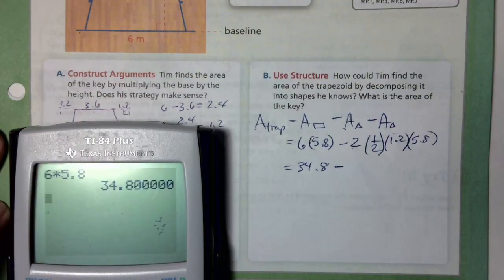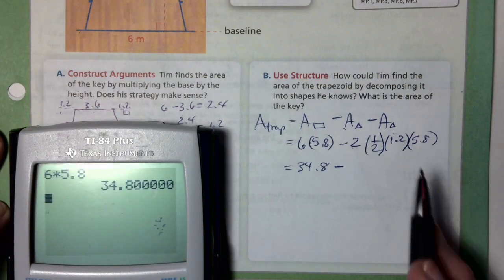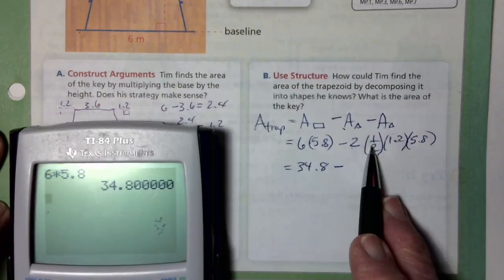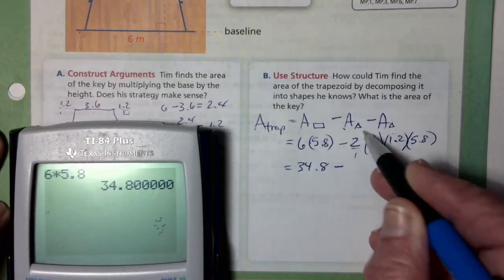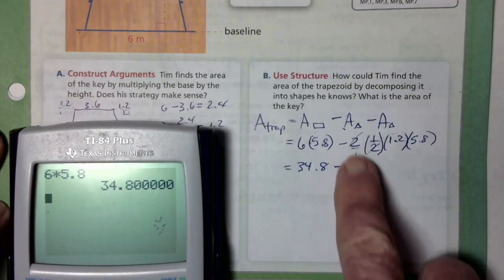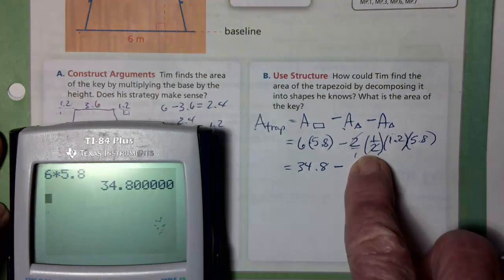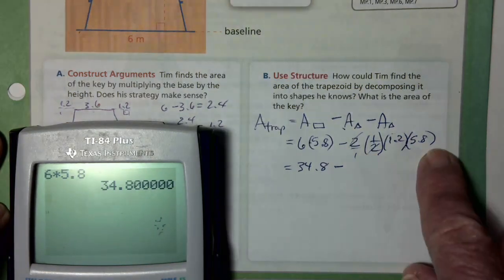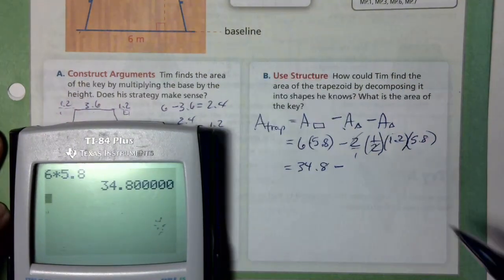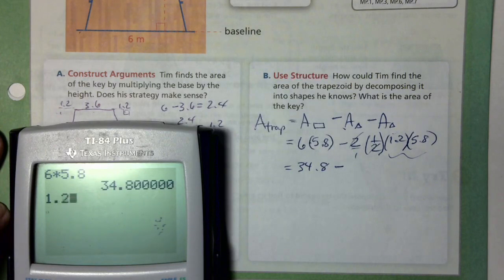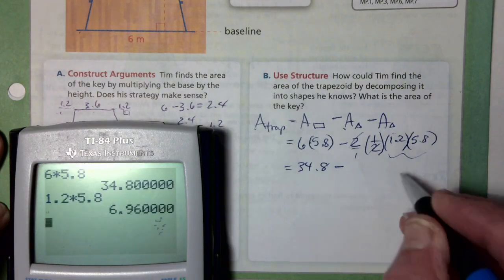minus, now look here with me a minute. What's 2 times a half? Isn't that just 1? So don't bother punching all that stuff in there, because 2 halves is 1. And 1 times anything is the anything. So all we really have to punch in is the 1.2 times the 5.8. So 1.2 times 5.8 is 6.96.